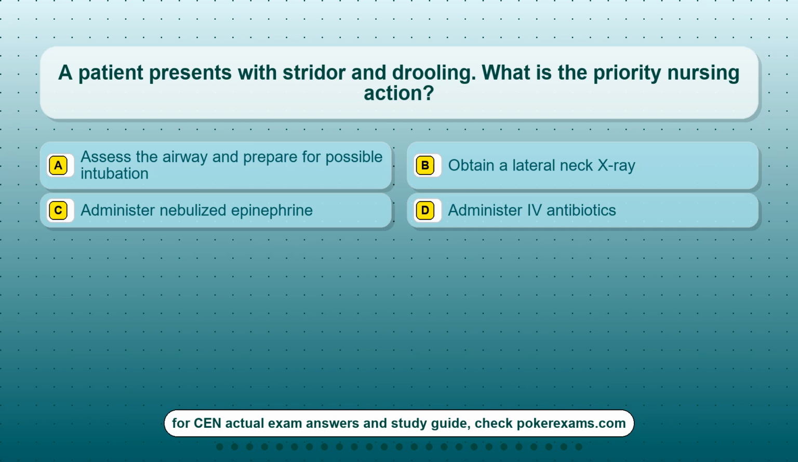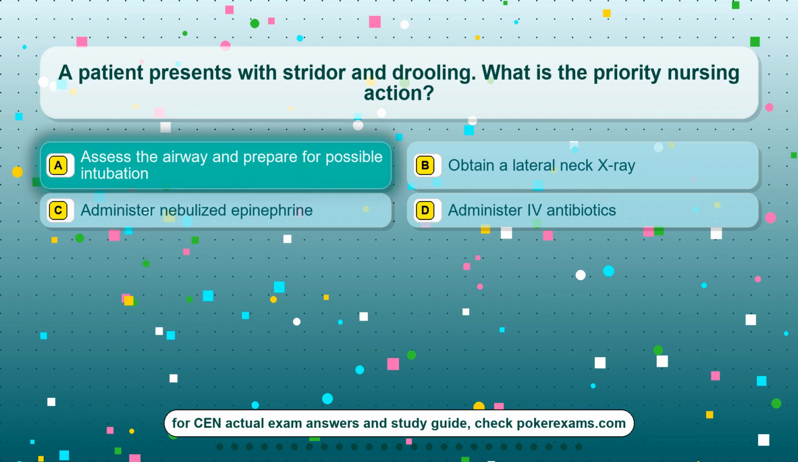Question 19. A patient presents with stridor and drooling. What is the priority nursing action? Option A, assess the airway and prepare for possible intubation. Option B, obtain a lateral neck X-ray. Option C, administer nebulized epinephrine. Option D, administer IV antibiotics.